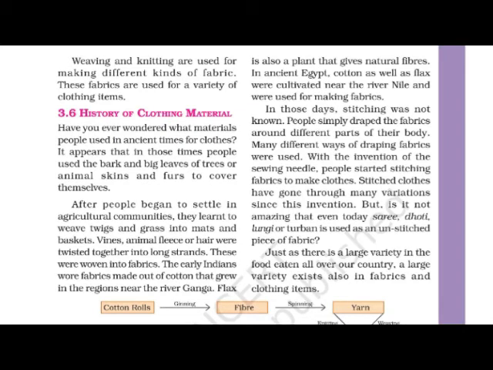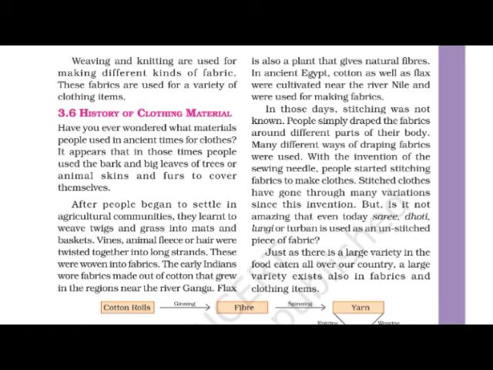Okay, in ancient Egypt, cotton as well as flax were cultivated near the river Nile and were used for making fabrics. In India, the famous area was near the river Ganga, and in ancient Egypt, the cotton as well as the flax were cultivated near the river Nile. Okay, I think you know the river Nile very well. It is a very famous river in the world. So near the Nile River, very important natural fibers such as flax and cotton were grown and they were using them.